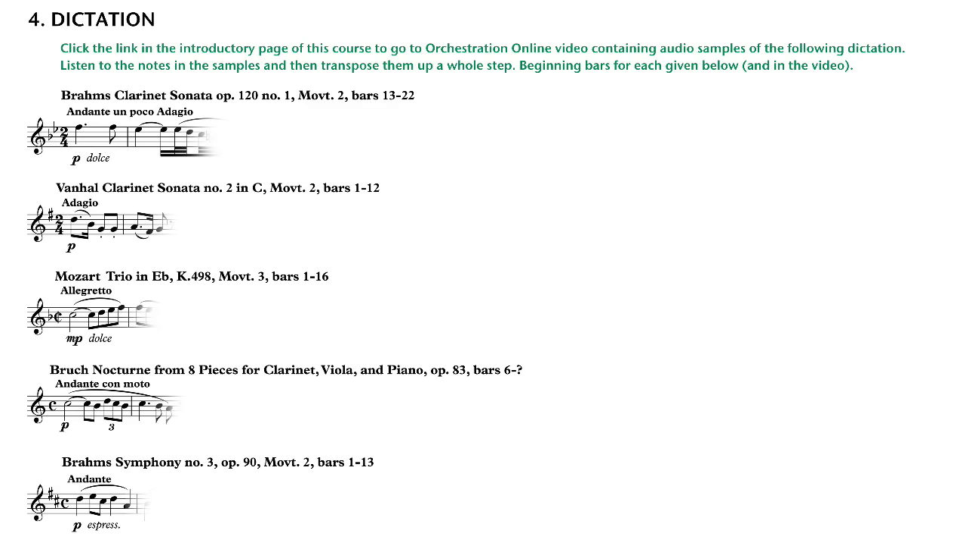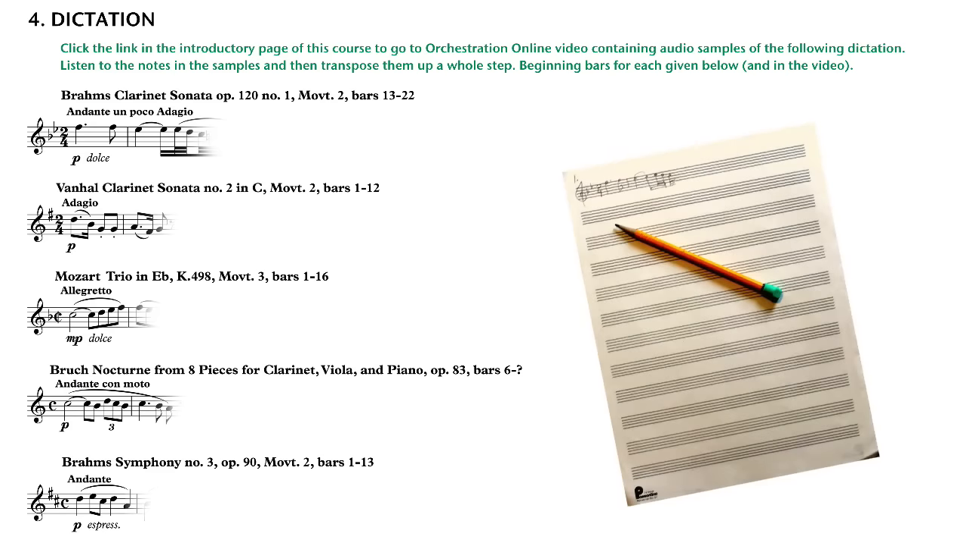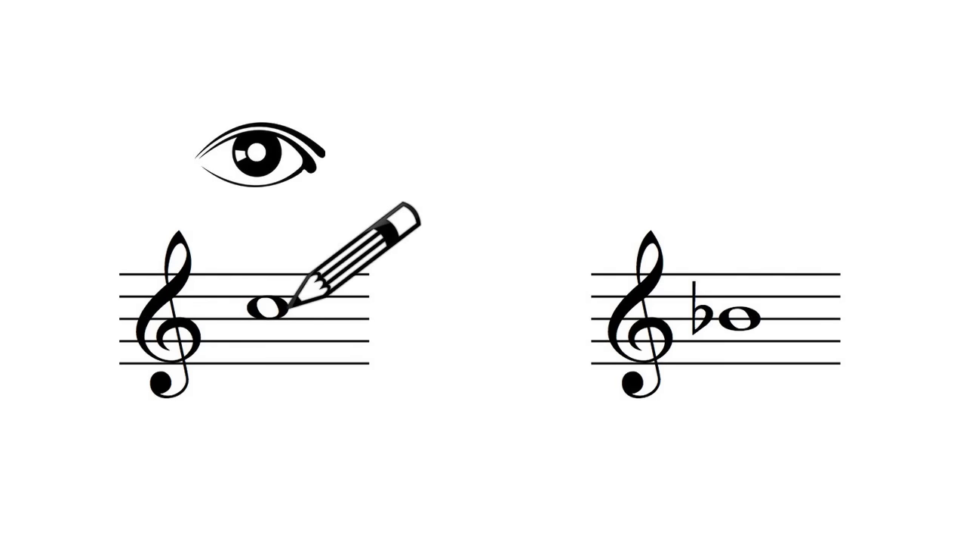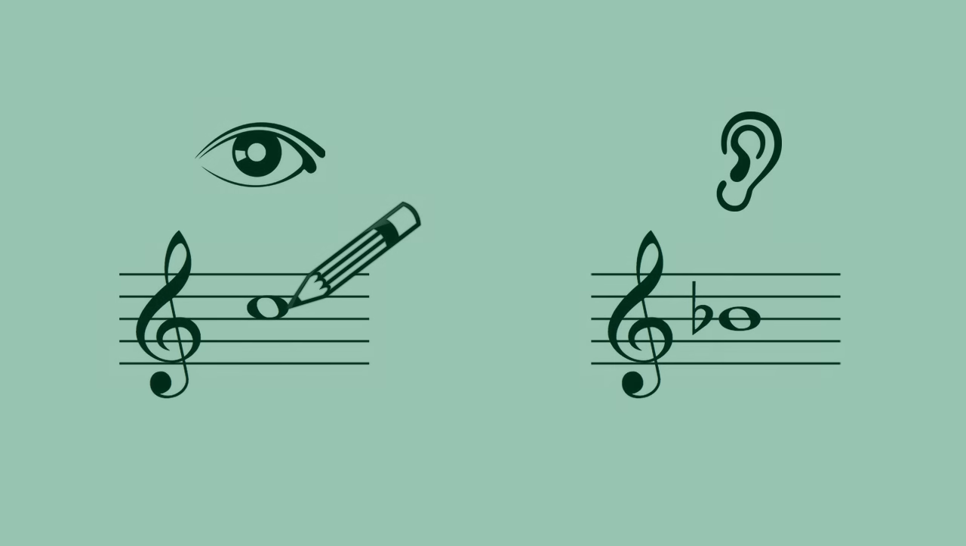Listen to each excerpt twice. You may check your notes on your keyboard, but you must score your dictation in B-flat transposing. That's the whole point of this exercise. The notes that you hear in concert pitch must be scored a whole step higher. If a clarinet reads a C and plays a B-flat, then there are five examples for B-flat transposing dictation. Go to it.